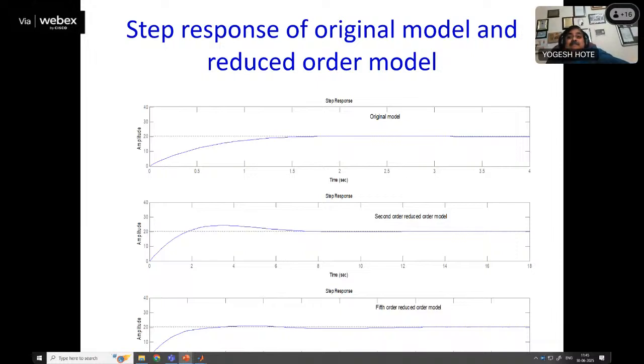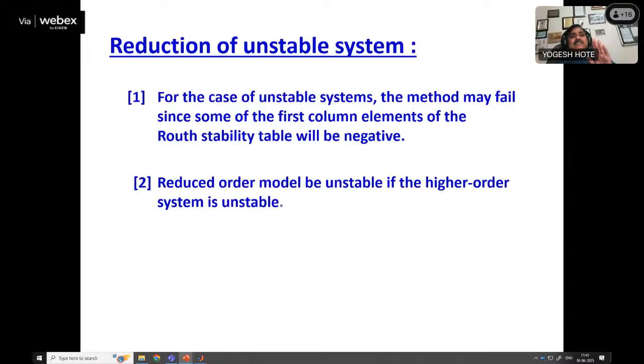Researchers have observed how this result was obtained, and then he has also given one challenge problem: how to determine the reduced order model for an unstable system also. He said in this paper, for the unstable system, the method may fail since the first column elements of the Routh table are negative, because this method is only applicable when the first column elements are positive. If the first column is negative, this method cannot be applicable. So how to do it?